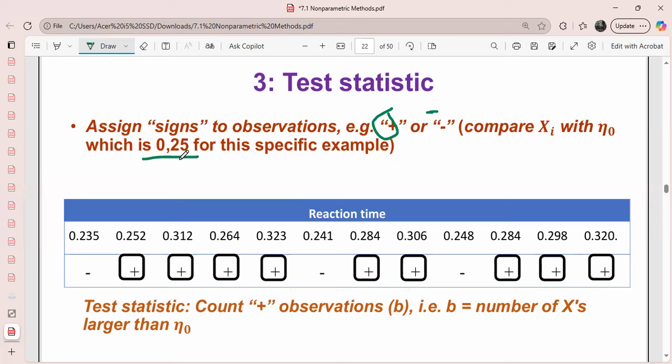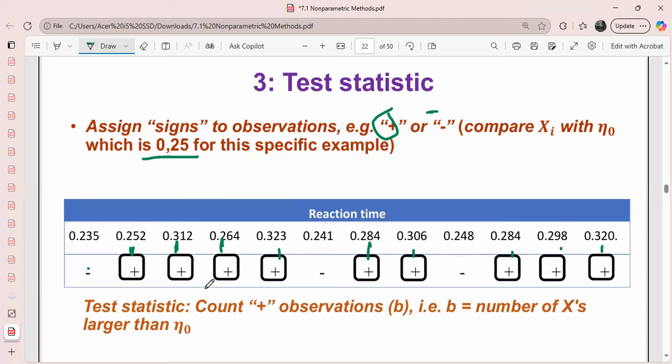So let's check. 0.235, it's less than 0.25. That's the reason why it's minus. 0.252, it's above 0.25. That's the reason why it's plus. That's the first value. 0.312, it's above 0.25, it's plus. Second value, 0.264, it's above 0.25. The third value, 0.32, obviously it's above. Fourth value, 0.241, it's less than this value. It's minus. It's out. 0.284, yes, it's above. 0.306, above. 0.248 is less than this value, minus. 0.284, it's above. 0.298 is above. 0.320. Then we start to count.